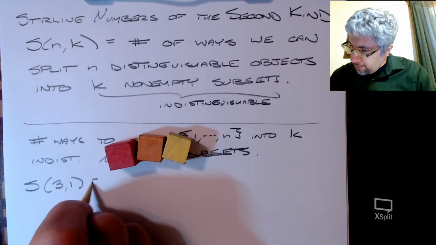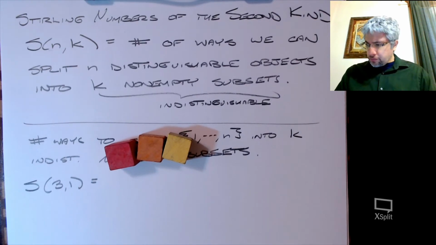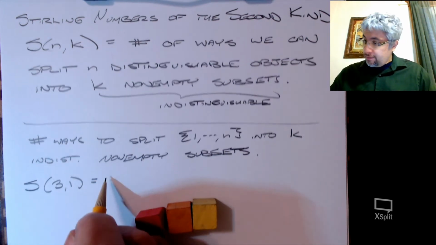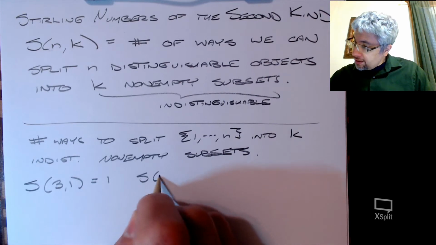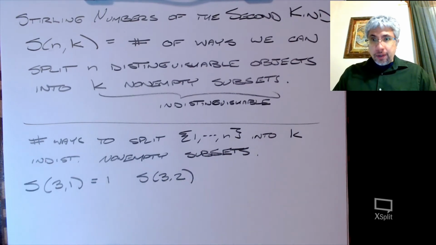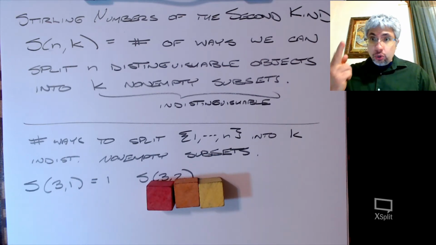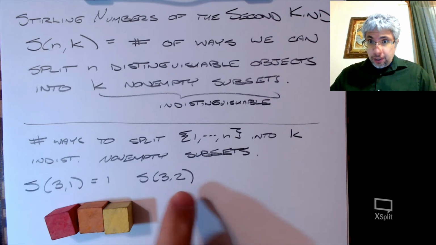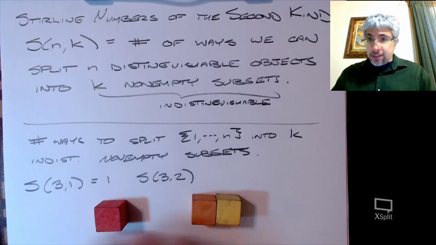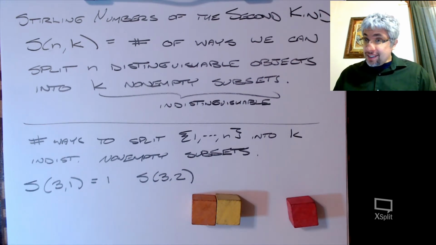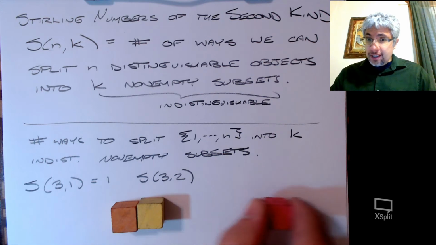So let's try to do S(3,1). Okay, so S(3,1), how many ways can I split this up into one non-empty subset? Well, I have to put everything into that subset, and I'm done. Let's do S(3,2). Okay, how many ways can I split these 3 distinguishable elements up into two non-empty subsets? Now, it doesn't matter which one's on the left or which one's on the right, because this and this count the same, right? Because the subsets themselves aren't distinguishable from each other.